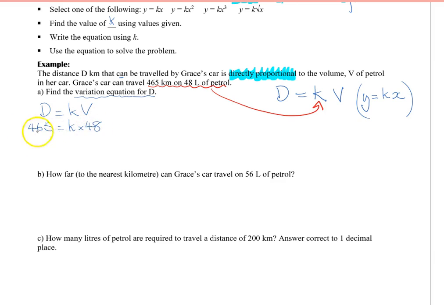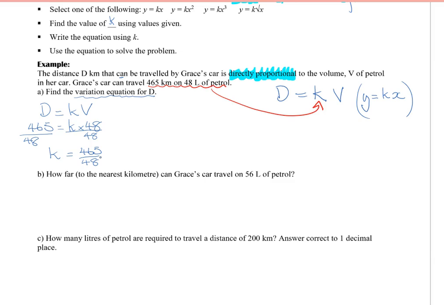There you can see I've created an equation. It only has one unknown. So we think about how we solve an equation like that. How do we get the value of K? Well, because it's being multiplied by 48, to get the K by itself, we divide by 48. So we've got that K is equal to this number, 465 divided by 48.